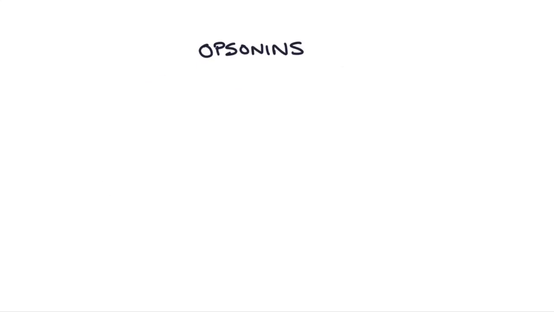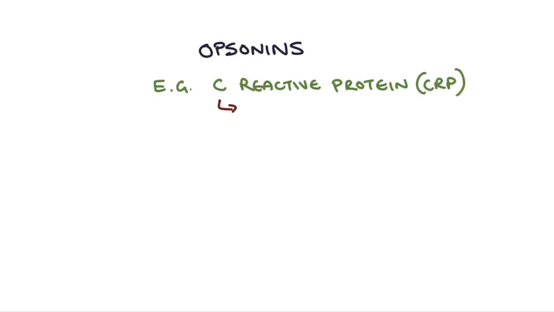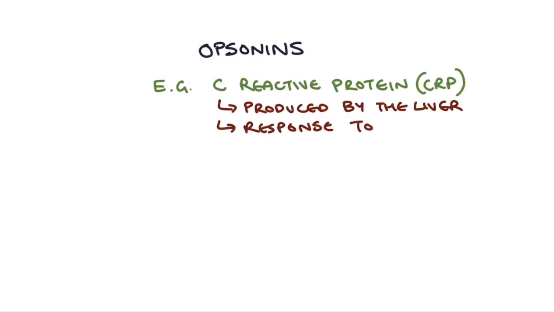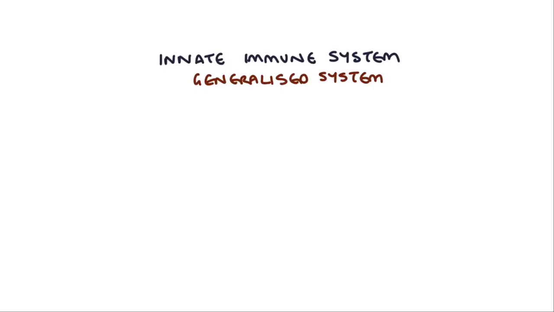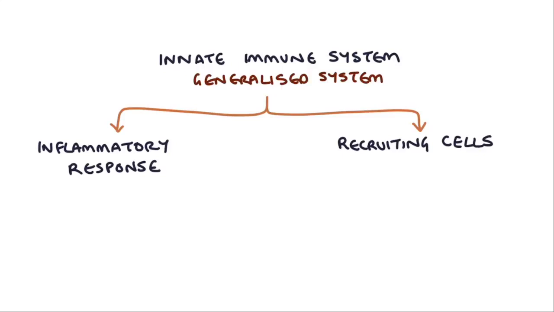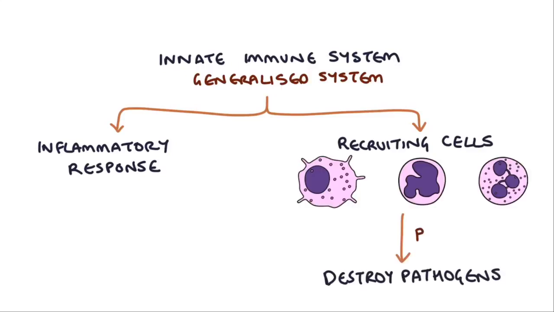An example of an opsonin that you may have heard of is C-reactive protein, or CRP. CRP is produced by the liver in response to interleukin-6, and we actually measure the level of CRP in our patients to assess how much inflammation there is in the body, and it can be a really good indicator of the severity of the infection that our patient is suffering with. So that summarizes the innate immune system, a generalized system that recognizes and responds to an invading pathogen by causing an inflammatory response and recruiting cells that destroy the pathogens by phagocytosis.